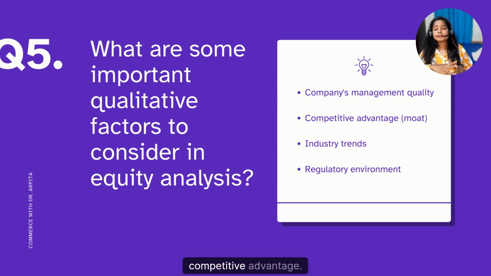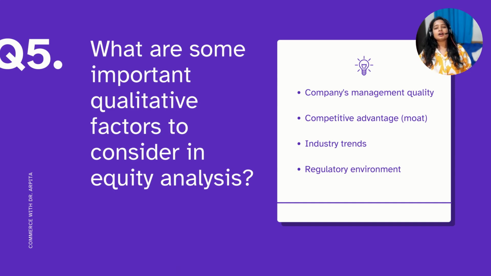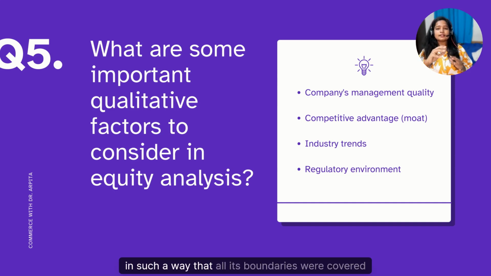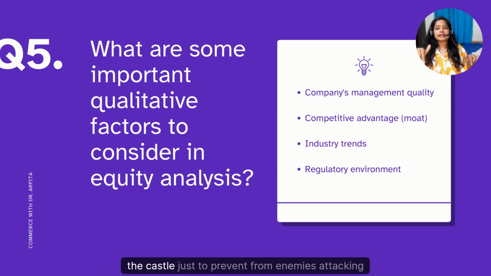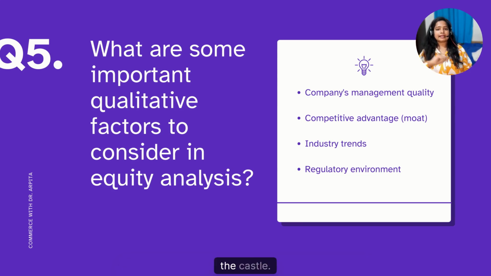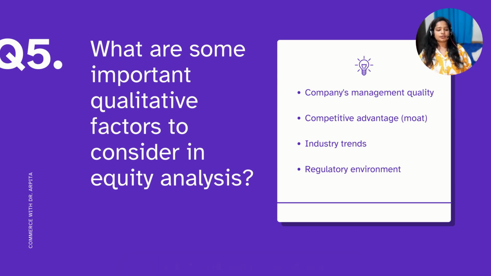Second, competitive advantage. Well, guys, what is a moat? In medieval ages there were castles, and castles were built in such a way that their boundaries were covered with water. So there was water around the castle, just to prevent enemies from attacking it. The same idea is used in terms of competitive advantage: how much a company is able to protect itself from the other competitors prevailing in the industry.